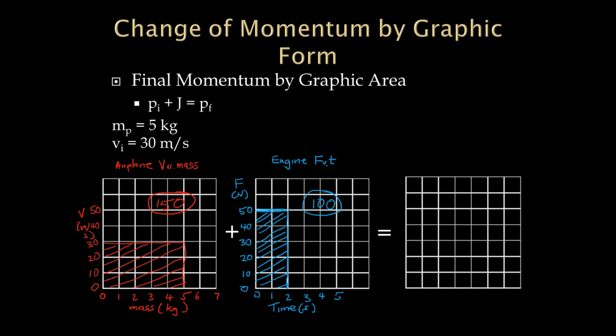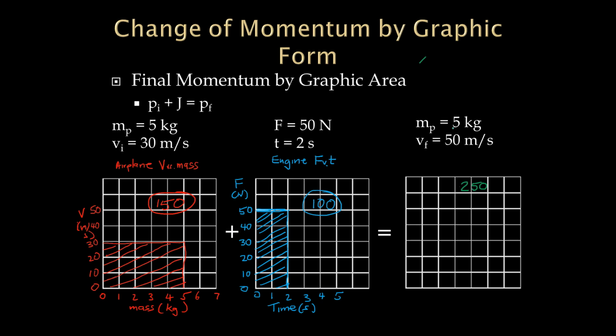Let's go ahead and get caught up. Just remember our values here to start off with. All right. And so 150 plus 100 would tell us what our final result would be. 150 plus 100 is 250. Right, so 250 kilogram meters per second.